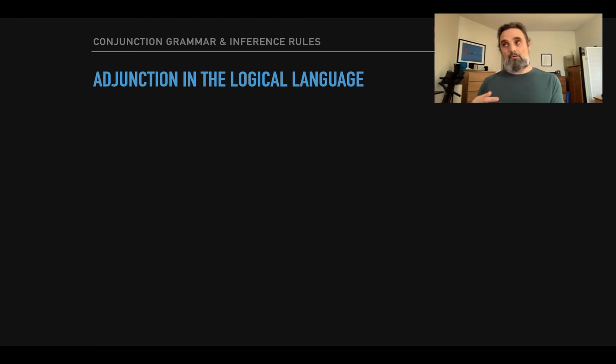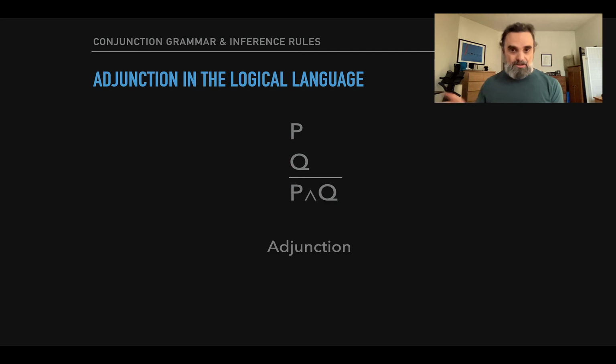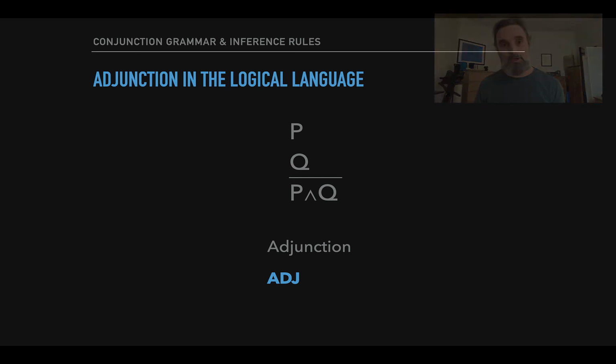We also have a rule that lets us build a conjunction. If you have the sentence P and, on another line, the sentence Q, then you can infer P and Q. We call that rule adjunction. You're adjoining them, putting them together, and it's abbreviated ADJ. So very straightforward rules. You'll be using simplification more at first than you will be using ADJ.